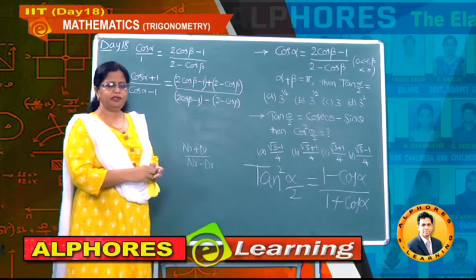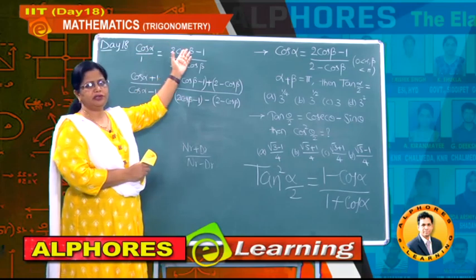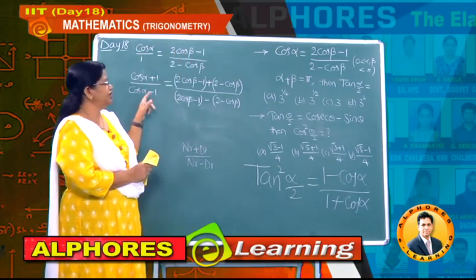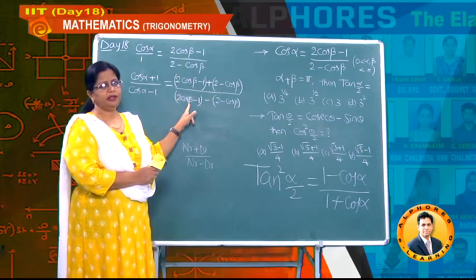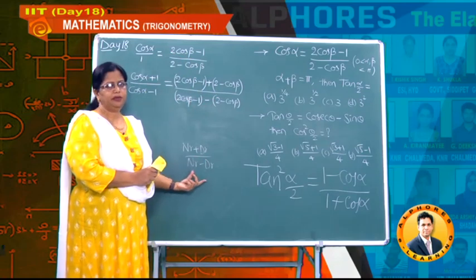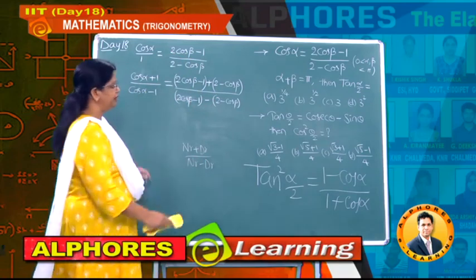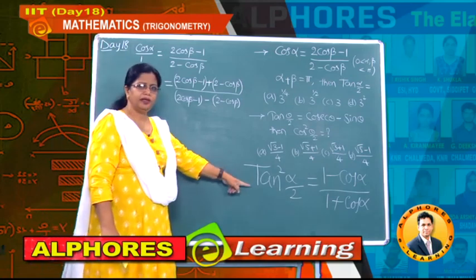So students, which property have we observed? When two fractions a by b equal c by d, then the property is (a plus b) by (a minus b) equal to (c plus d) divided by (c minus d). That is, numerator plus denominator by numerator minus denominator. Now we applied this one, and this is our requirement.